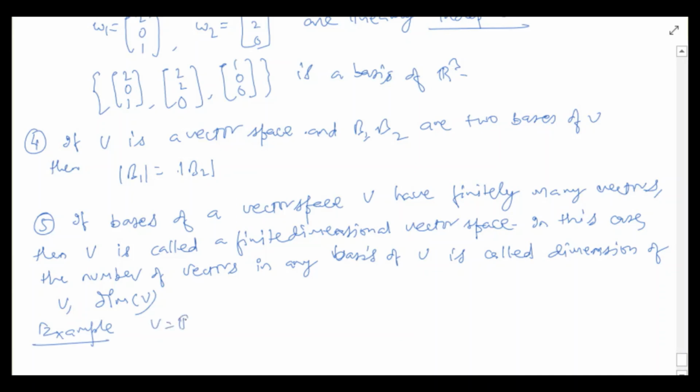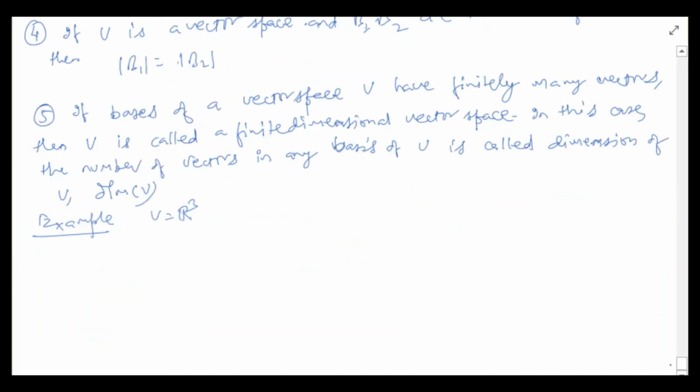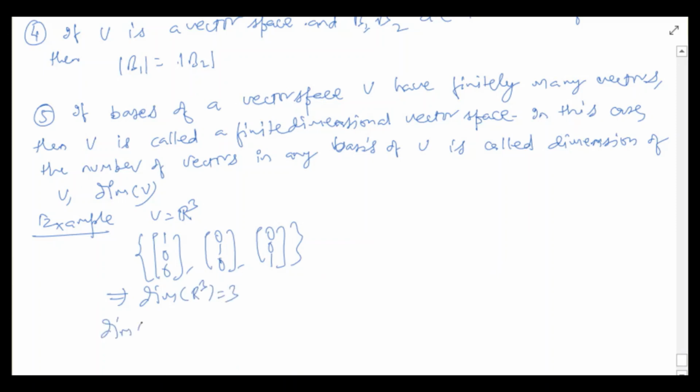Let's see an example. For example, if V is R3, then we know that one of its bases is 1, 0, 0, 0, 1, 0, 0, 0, 1. So the dimension of R3 is 3 because this basis has 3 vectors. Similarly, the dimension of Rm in general is m.